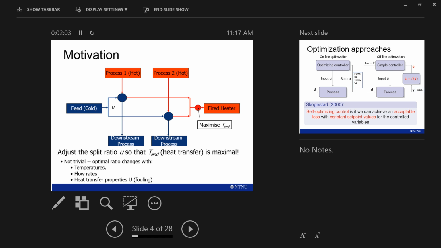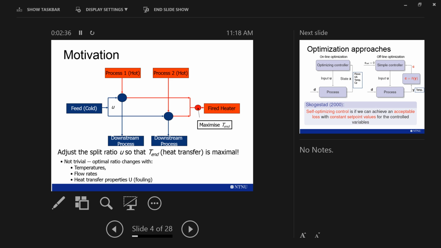Here it is. Okay. So you have a cold feed coming in, and it's heated, and then it's split into branches, which are heated by hot streams, and then it goes into the fired heater, and we want to maximize the end temperature here. Adjusting this split ratio such that the end temperature is maximized is not trivial, because the split depends on the temperatures of the hot streams and the flow rates, and also the heat capacity and the heat transfer properties if we have fouling in the heat exchanger.